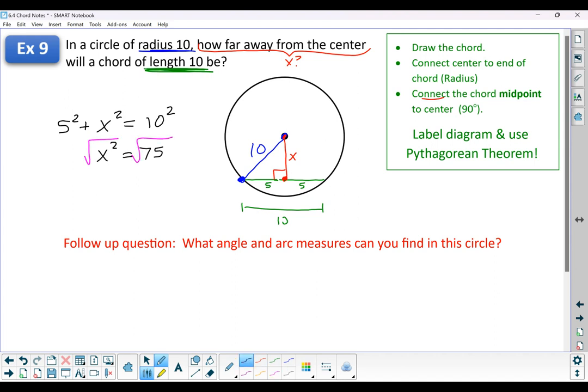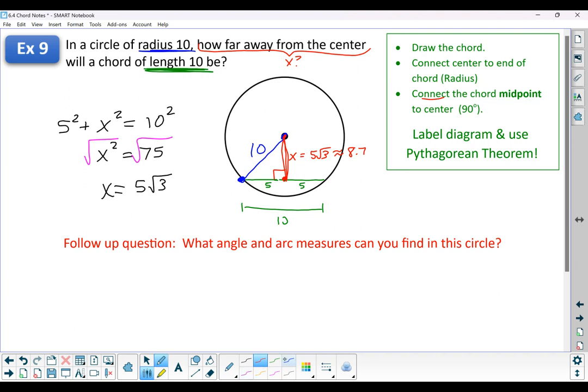We can now square root both sides of our equation and we get 5 root 3. And so that is the distance to the center. So this distance right here is 5 root 3. Sometimes it helps to think about the decimal value of that just to see if it's logical. 5 root 3 is roughly 8.7. So this is kind of a tall, sort of narrow triangle. In my diagram, it almost looks like it's an isosceles triangle, but it is not.